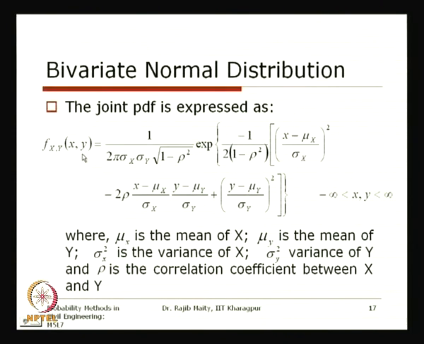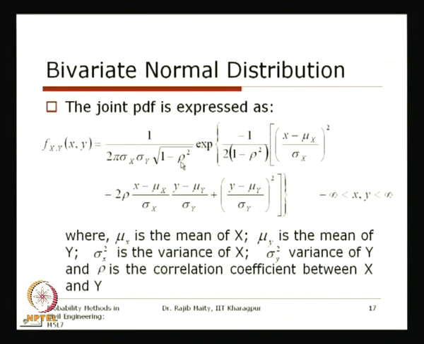If they are independent, then you know the covariance will be 0. If the covariance is 0, then the correlation coefficient will also be 0. Now you put that correlation coefficient, rho equal to 0, here, and you can easily separate out two distributions: the first will be the normal distribution for x, and the other the normal distribution for y. So this rho is basically taking care of any dependence between x and y, and you also know that the support of x and y is from minus infinity to plus infinity. Whatever I told is written here: mu x is the mean of x, mu y is the mean of y, sigma x square is the variance of x, sigma y square is the variance of y, and rho is the correlation coefficient between x and y.